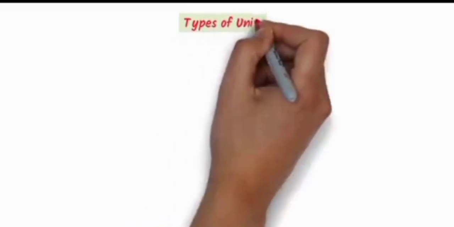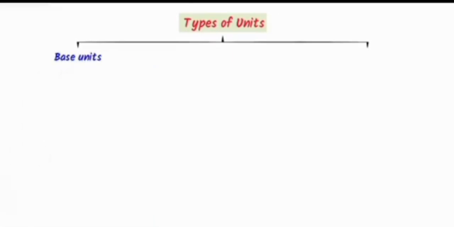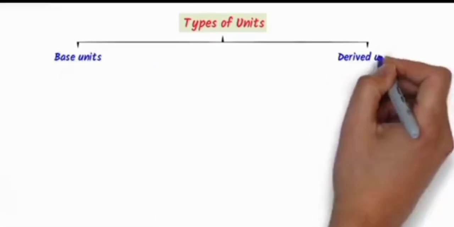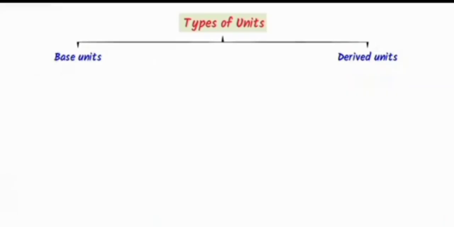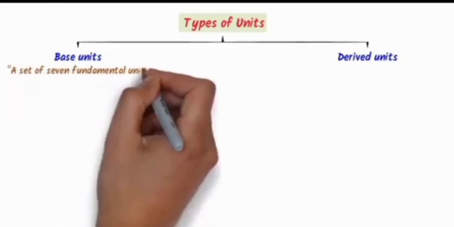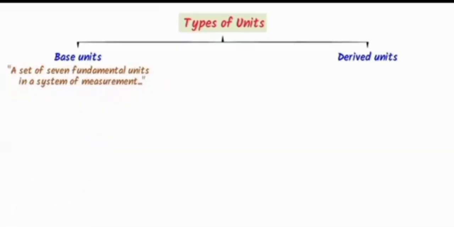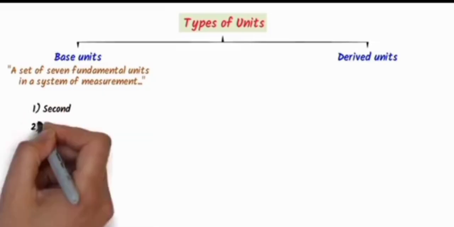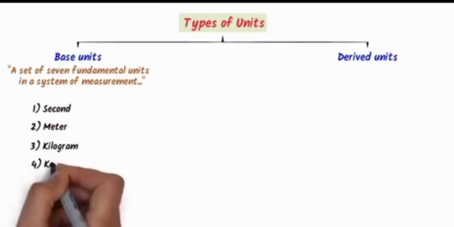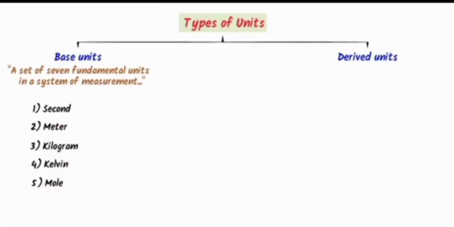Now we will learn types of units. Remember that there are two types of units. The first one is base units and the second one is derived units. Firstly, what are base units? Well, a set of 7 fundamental units in a system of measurement is called base units. The 7 base units are second, meter, kilogram, Kelvin, mole, ampere, and candela.